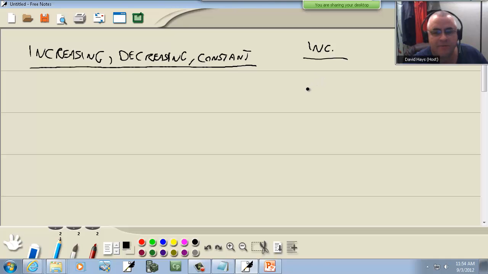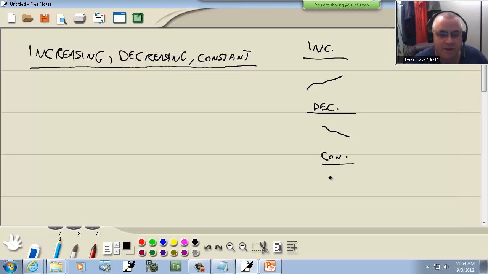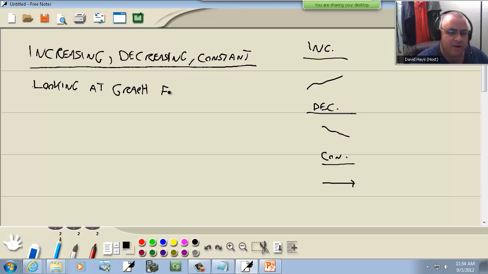that's when your graph is going up as it goes from left to right. Your decreasing is when your graph is going down from left to right. And your constant, and I know these are appropriate abbreviations, but we'll go with them. Our constant is when your graph is straight across as it's going from left to right. Okay, so our increasing, decreasing, and constant, we are looking at it from left to right. So we're looking at the graph from left to right.